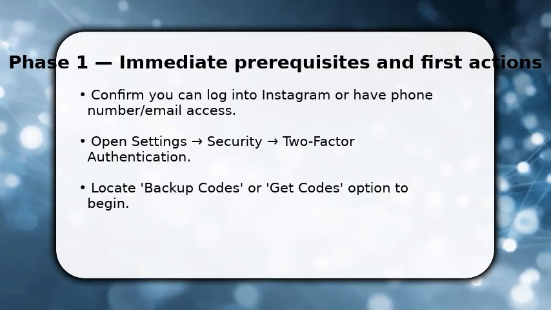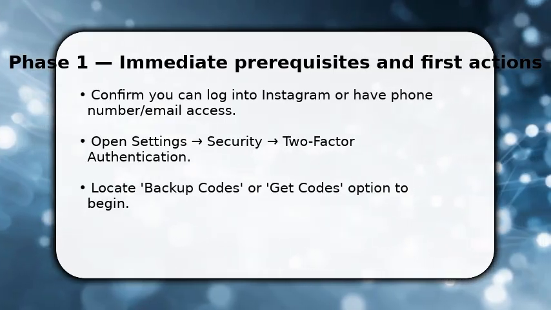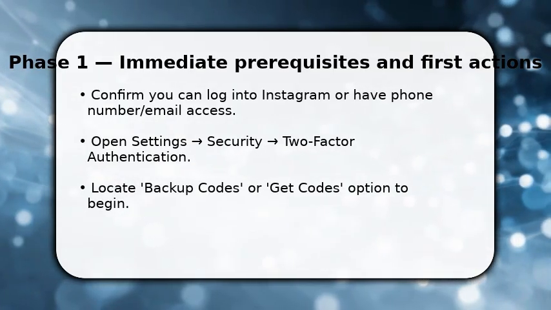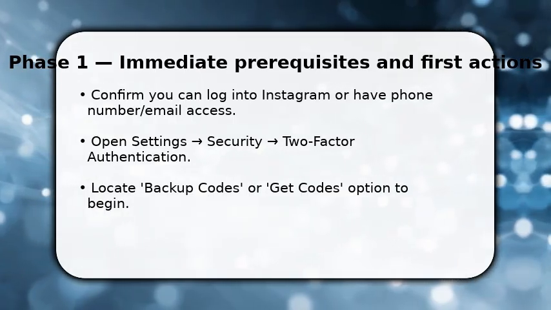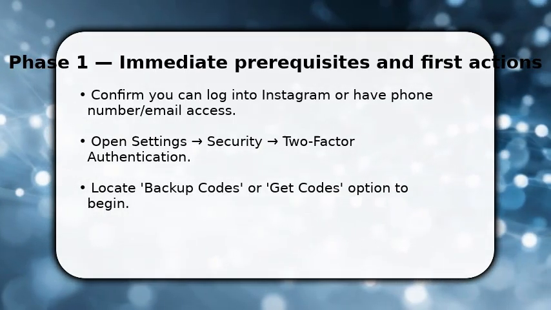You begin by confirming access to the account. If you can log in, you're ready. Open Instagram, go to Settings, then Security, and then Two-Factor Authentication. This is where backup codes live.